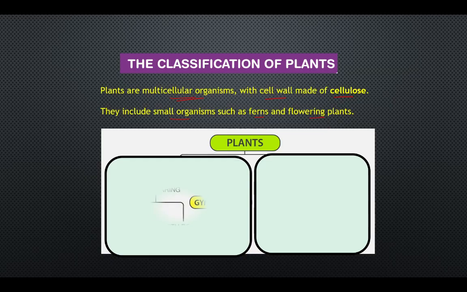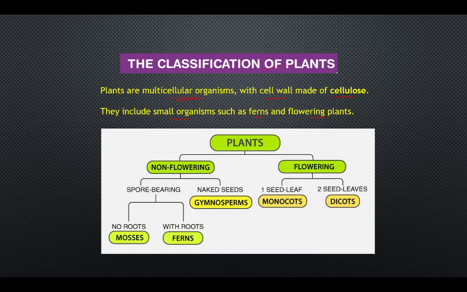The plants are divided into two groups. One is called non-flowering plants and the other one is called flowering plants. The non-flowering plants usually reproduce by spores. So we have spore-bearing plants, which include mosses and ferns, and non-spore plants, which usually produce naked seeds. They are called gymnosperms. Flowering plants include monocots and dicots. Each of them we will discuss more in detail now.